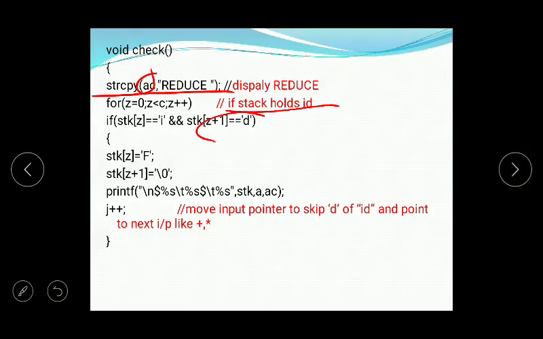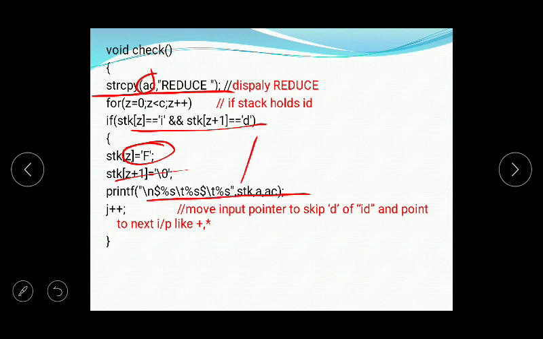Consider like this only. Stack of Z is I, and in the next position we have D. In that case, ID is reduced by F. Next position is made null. Then print the contents, that is stack content. A is for input array and AC for reduce action. J++, move the input pointer to skip D of ID and point to the next input. Okay, you are following, right?